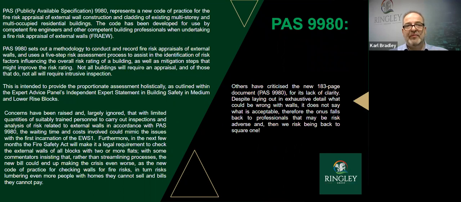PAS simply stands for publicly available specification. It's a new code of practice for fire risk appraisal of external wall construction and cladding in existing multi-storey and multi-occupied residential buildings. It is a 183-page document and has been blamed for its lack of clarity.